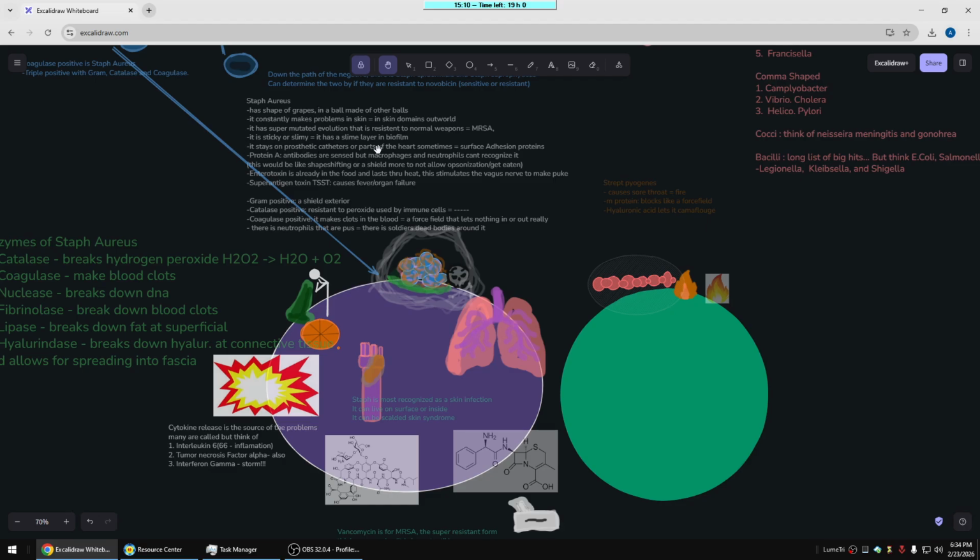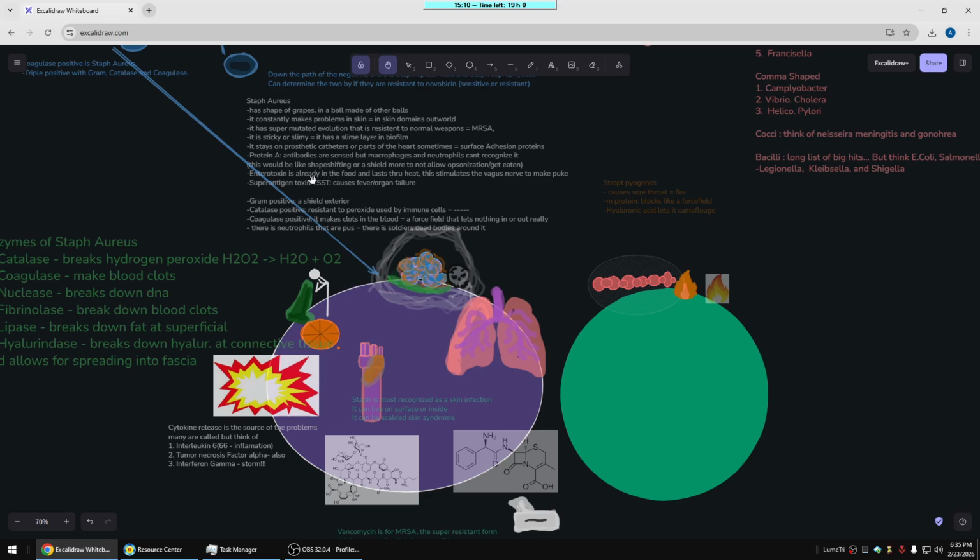It's sticky or slimy, so it has a slime layer, a biofilm, and it stays on prosthetics, catheters, and sometimes parts of the heart. So these are surface adhesion proteins. There's protein A. Antibodies are sensed, but macrophages and neutrophils can't recognize it. So it's like shape-shifting or more of a shield, but things can't get into it, right? It does not allow opsonization or getting eaten easily.